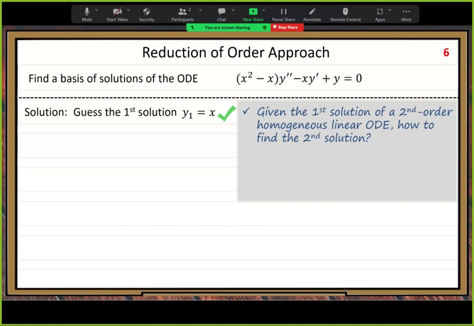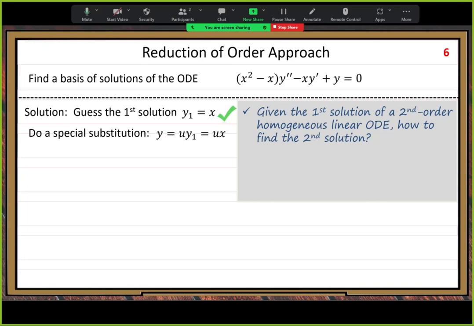How to find the second solution? There is a special substitution method. Later, when we have a similar problem, we use the same method. The method is to do this substitution: y equals some unknown function u. U is a function, do not treat u as a constant, times y1. Here, u times x.